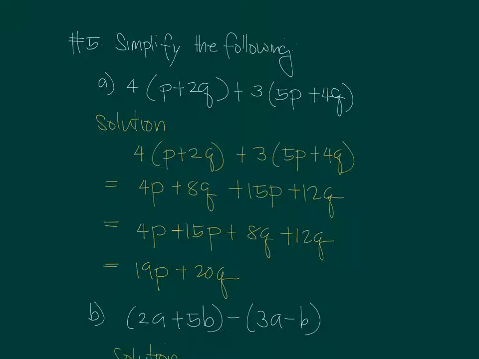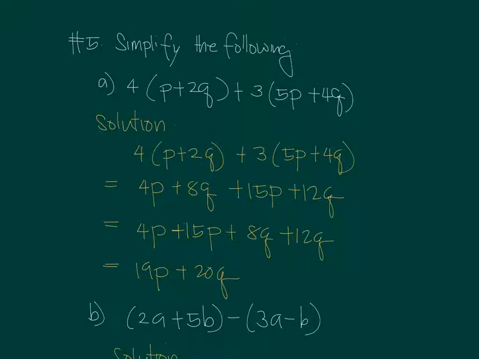And then to easily combine like terms, one thing you can do is to group the expressions in such a way that the same variables or the like terms are next to each other. So 4p and 15p will be next to each other, and 8q and 12q will be next to each other. So you can easily see that 4p plus 15p will become 19p, while 8q plus 12q is 20q. That is because 8 plus 12 is equal to 20.